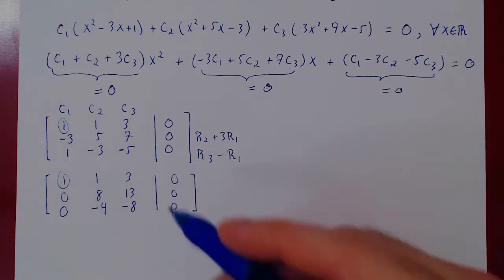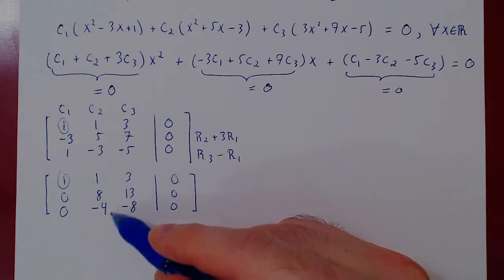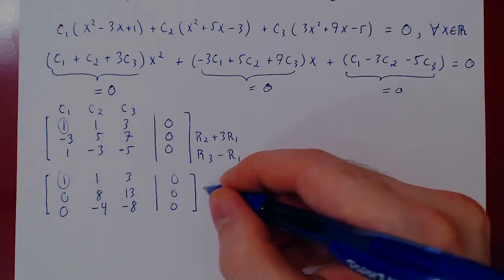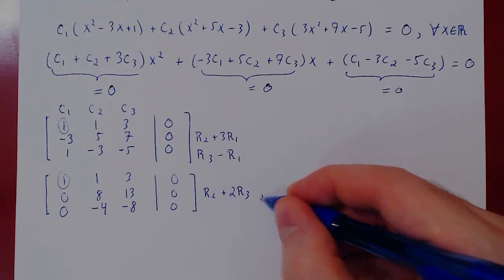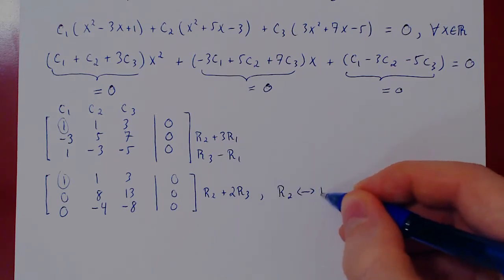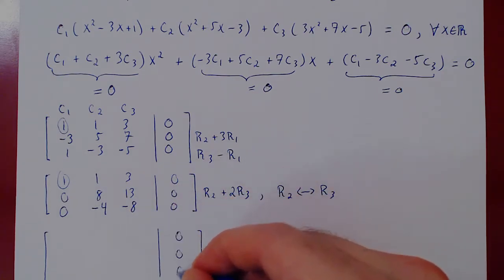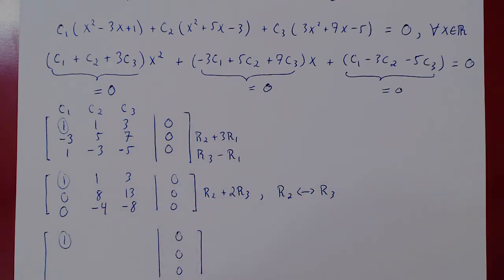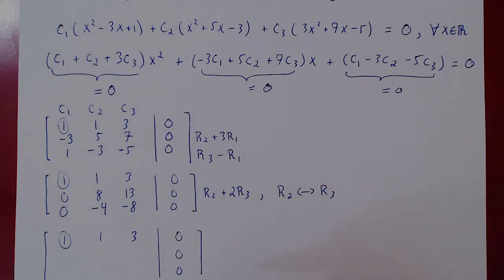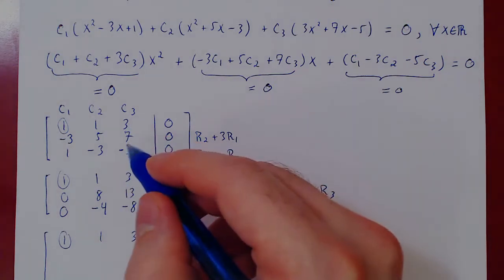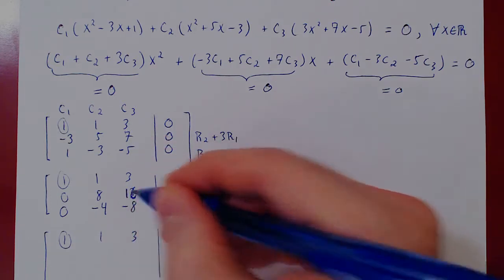Let's get our second leading 1, but what we can do here is we can kill off the 8 with the negative 4 by doing row 2 plus 2 row 3. And then I'll swap row 2 with row 3. The zeros remain zeros. My bad. 7 plus 3 times 3 is 9. 7 plus 9 is 16. All right, now we're talking.